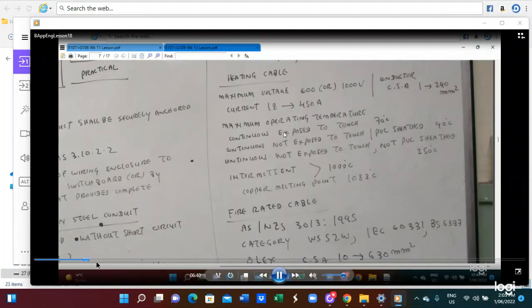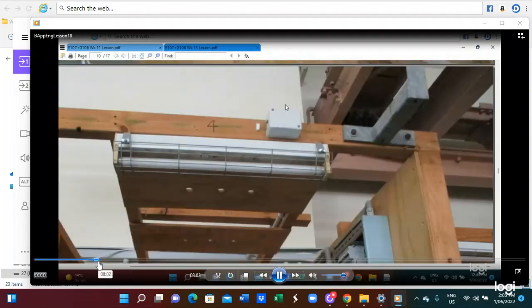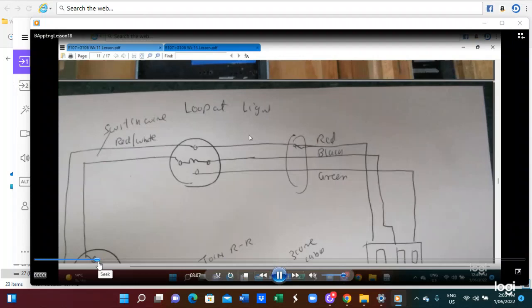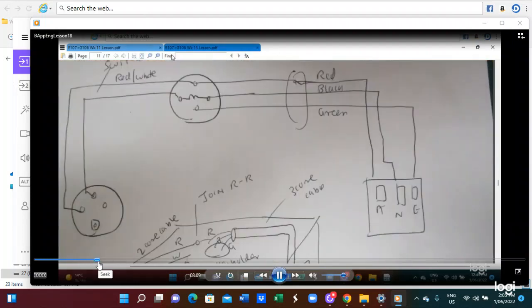This one is a connection diagram, the construction diagram of the electrical switchboard. So here you can see the electrical switchboard and also the connection diagram as well.